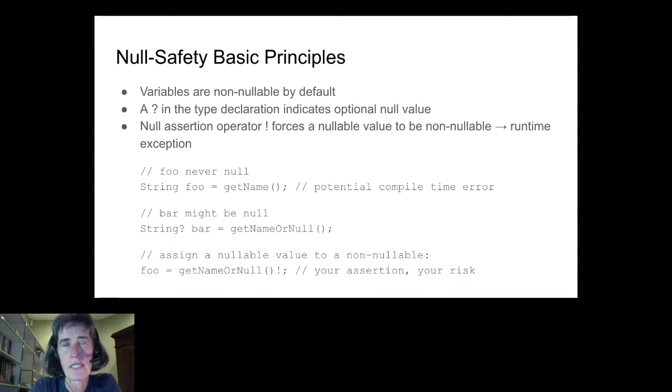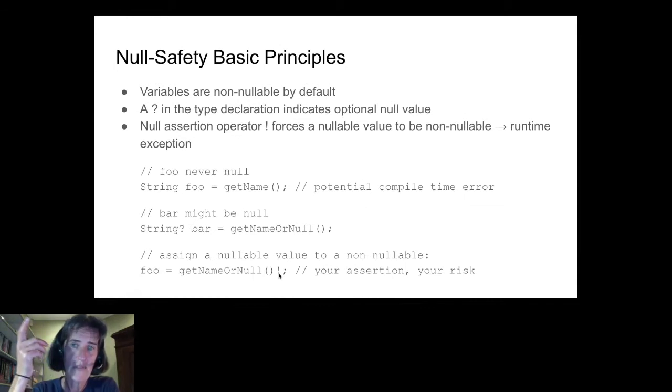If you have a value that is declared as nullable, but you know as a developer that in this situation it can never be null, you have the option of making it non-null by adding a null assertion operator, the exclamation mark, which I do here in the last line. I have a non-nullable variable foo, and I'm assigning a variable that could potentially be null, but I know for a fact it's not null, so I can add the exclamation mark to make this assignment work.